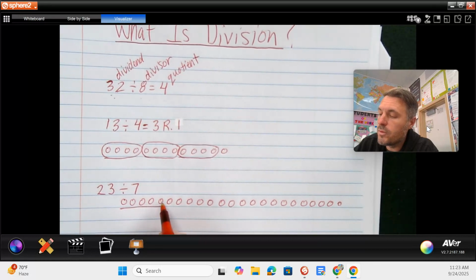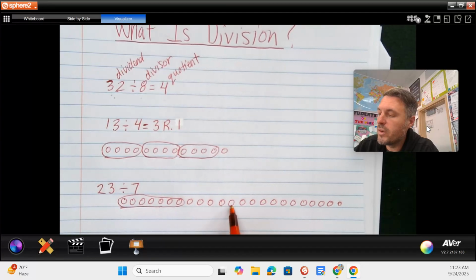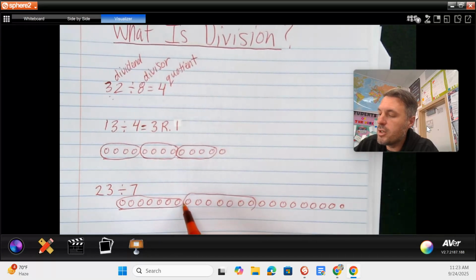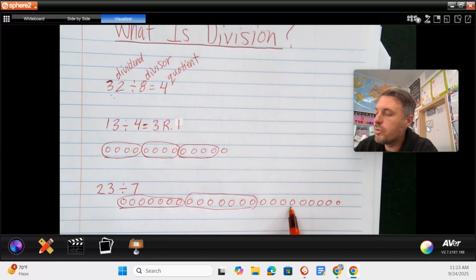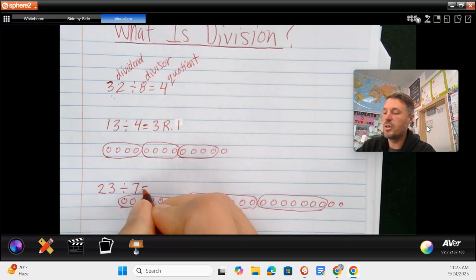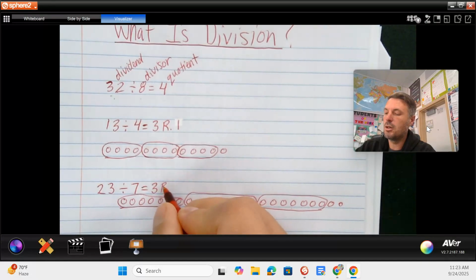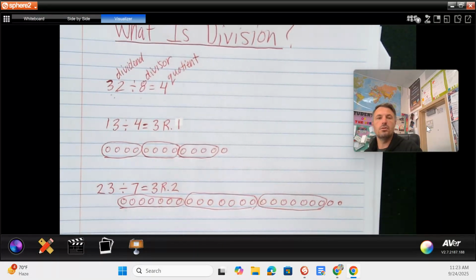And now let's separate them into equal groups of 7. 1, 2, 3, 4, 5, 6, 7. There's 1 equal group of 7. There's another equal group of 7. There's another equal group of 7. So we got 3 equal groups of 7, which means 23 divided by 7 equals 3. And there's 2 cookies left over, so it would be 3, remainder 2.